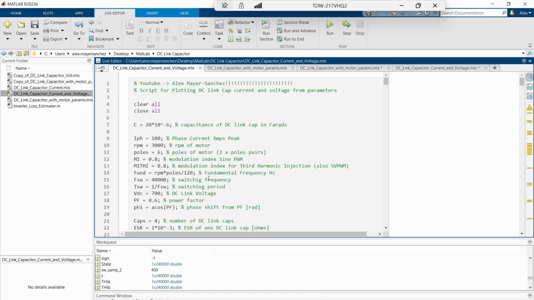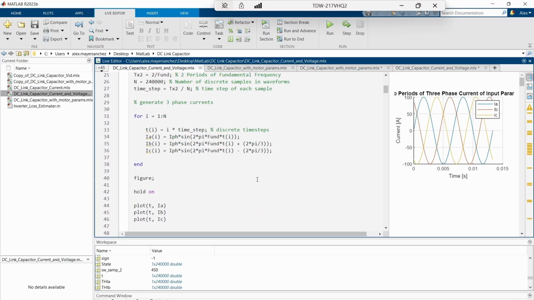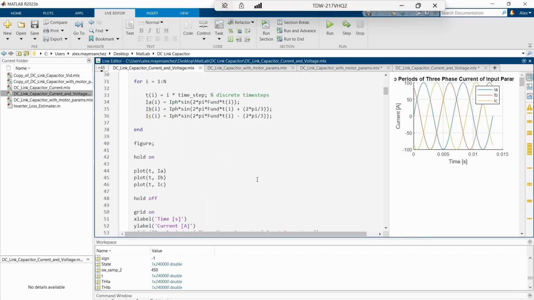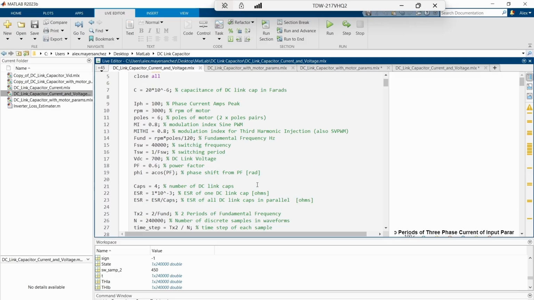Okay, this is part 2 to the last video I was filming. The last video I was talking about how we generate the sinusoidal voltage and our third harmonic injection voltage we need to generate a desired current in a load, and determining that based off of the modulation index and the power factor.